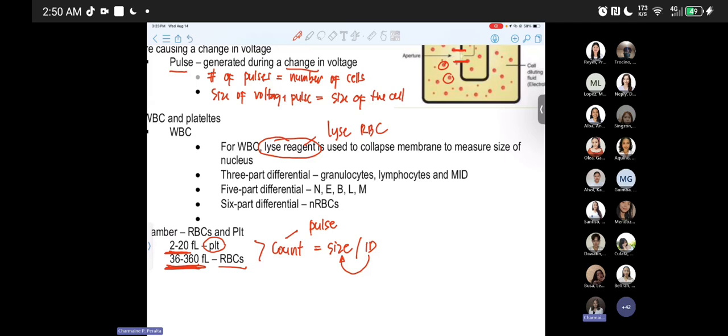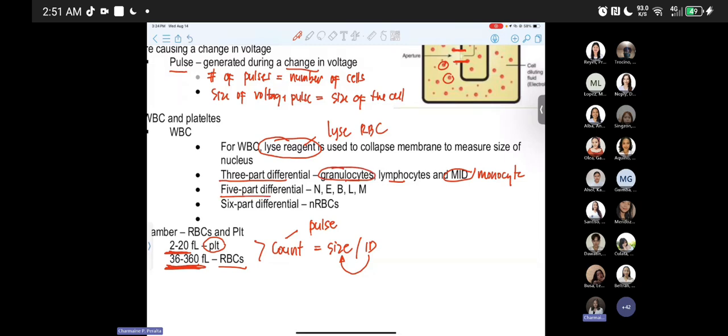Pag ang machine tinawag na 3-part differential, kaya lang niyang i-categorize ang WBC according to granulocytes, lymphocytes, and MID. I forgot kung ano tong MID. Monocyte. Monocyte ID. Monocyte identification. So pag 3-part differential ang machine, kaya lang niyang i-categorize kung granulocyte, lymphocyte, and monocyte. Kaya kapag ang machine ay 3-part differential, kailangan gumawa ng smear at saka doon magko-conduct ng WBC differential counting. Kasi si 3-part differential, hindi niya kayang i-differentiate kung neutrophil, eosinophils, or basophil.